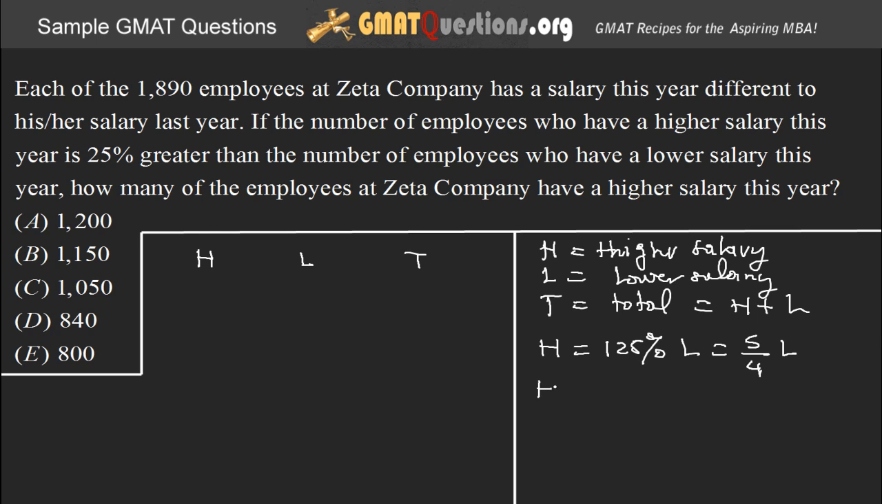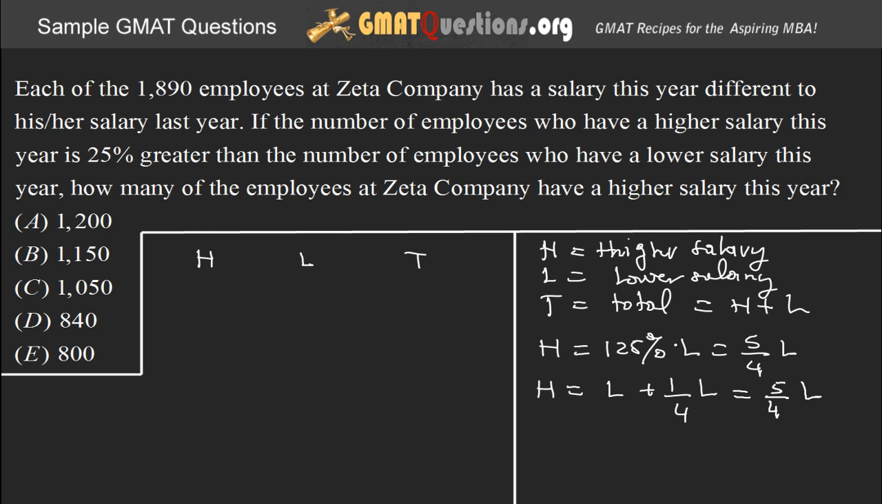Because if you want H, it equals L itself plus 25% more, which is 1/4 of L. I'm writing 1/5 here, but it's 1/4 of L. That's what it means to say 25% more, or 1/4 more. And this is obviously 5/4 of L. So you shouldn't even have to do this. You should just understand that 25% more is 5/4.